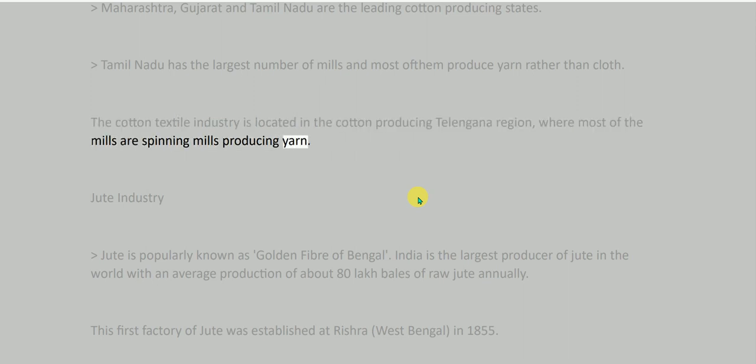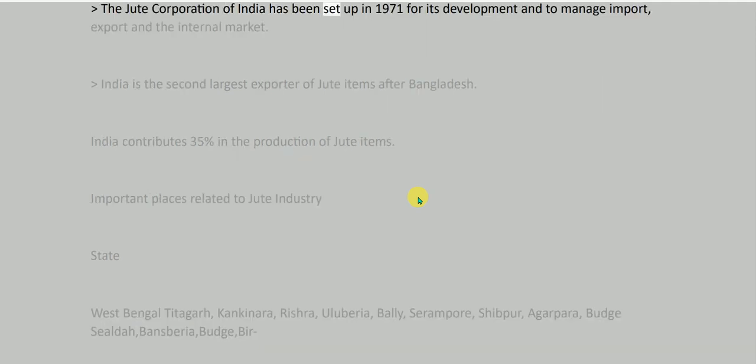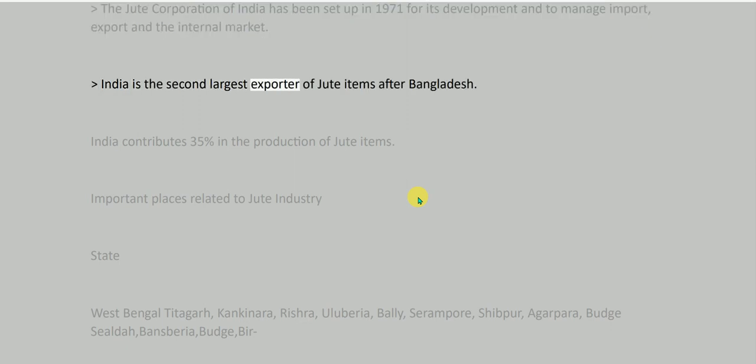Jute industry. Jute is popularly known as the golden fiber of Bengal. India is the largest producer of jute in the world with an average production of about 80 lakh bales of raw jute annually. The first factory of jute was established at Rishra, West Bengal, in 1855. The Jute Corporation of India was set up in 1971 for its development and to manage import, export and the internal market. India is the second largest exporter of jute items after Bangladesh. India contributes 35% in the production of jute items.